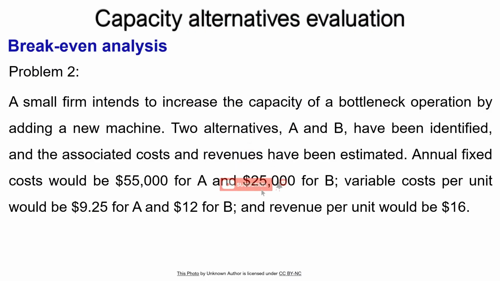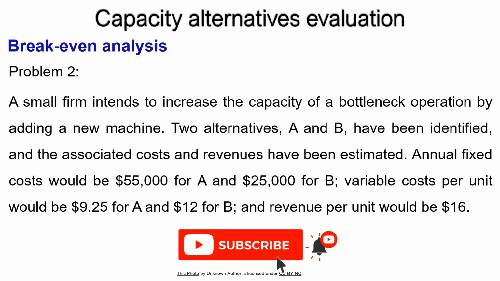A small firm intends to increase the capacity of a bottleneck operation by adding a new machine. Two alternatives, A and B, have been identified, and the associated costs and revenues have been estimated. Annual fixed costs would be $55,000 for A and $25,000 for B. Variable costs per unit would be $9.25 for A and $12.50 for B, and revenue per unit would be $16.